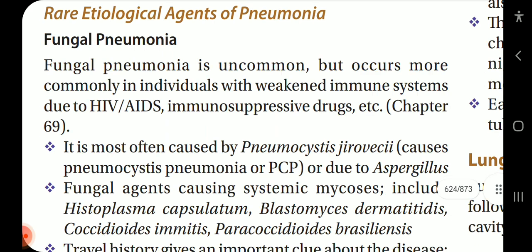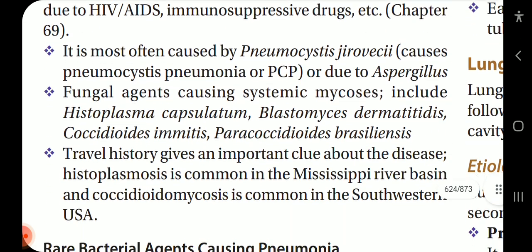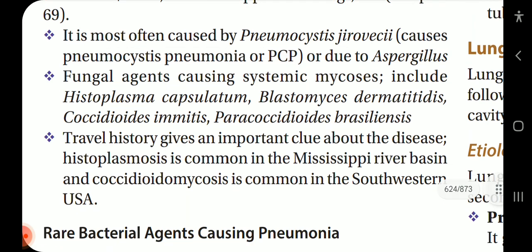Now coming on to rare etiological agents of pneumonia. Fungal pneumonia. Fungal pneumonia is uncommon but occurs more commonly in individuals with weakened immune system due to HIV, AIDS, immunosuppressive drugs, etc. It is most often caused by Pneumocystis jirovecii, causing Pneumocystis pneumonia or PCP, and Aspergillus. Fungal agents causing systemic mycosis include Histoplasma capsulatum, Blastomyces dermatitidis, Coccidioides immitis, and Paracoccidioides brasiliensis.